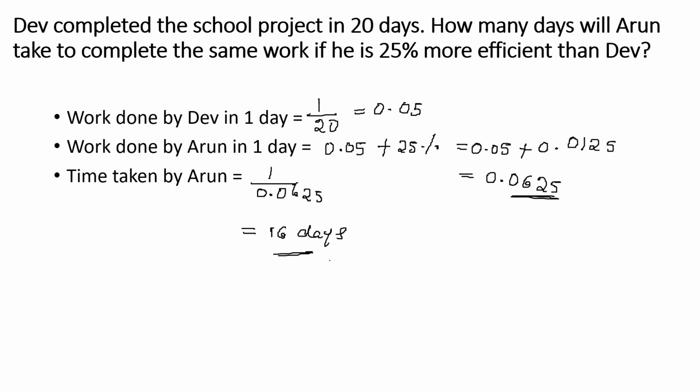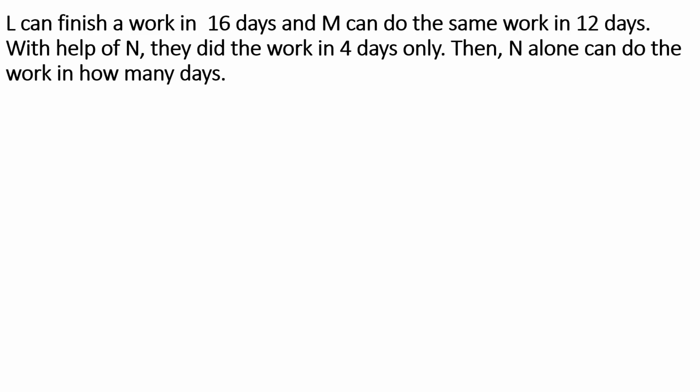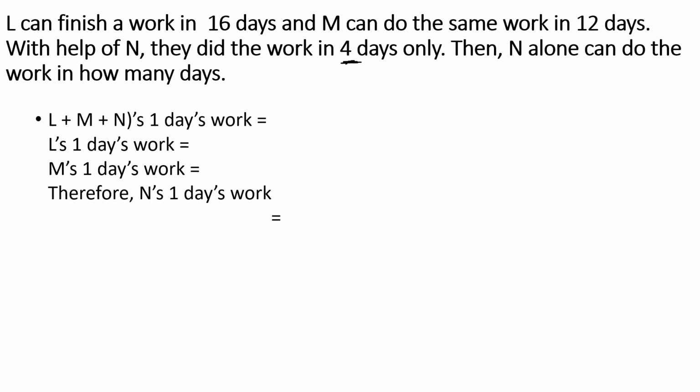Next problem. L can finish a work in 16 days. M can do the same work in 12 days. With the help of N, they did the work in 4 days only. Find N can alone do the work in how many days? Now it is given that together they can finish the work in 4 days, right? L plus M plus N. So therefore, L plus M plus N's work done in 1 day.